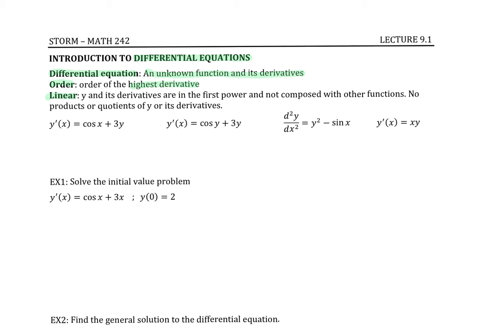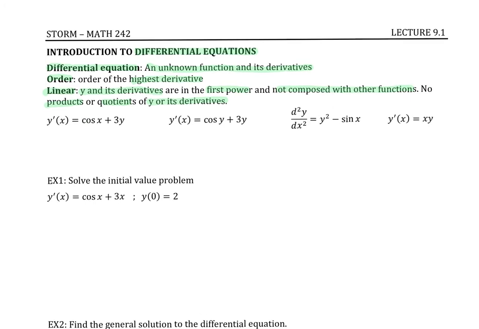So when we say linear, that might be a little bit harder to understand. But basically, you're going to be looking at the function y and its derivatives. And as long as they're in the first power and they're not composed with other functions of y or its derivatives, so you're not going to see any products or quotients of y or its derivatives, then it's linear. If you do see that y or its derivatives are not in the first power or they're composed with products, quotients, and so on, then it's nonlinear. Let's look at a few examples to get the idea.